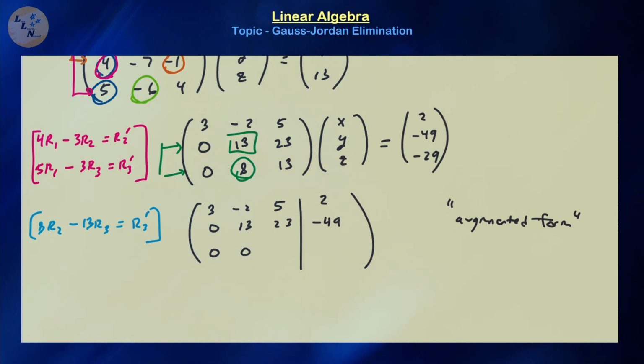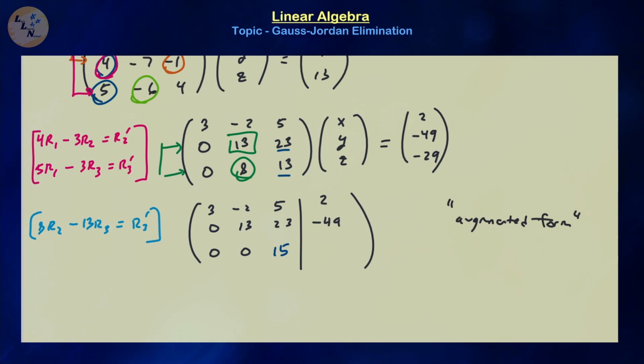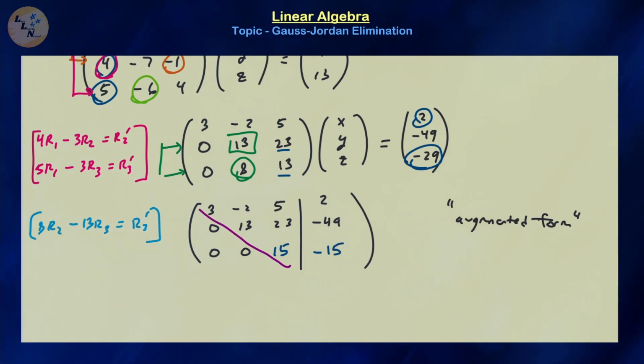So that's going to be equal to 8 times 5, well, not 8 times 5, but 8 times 23 minus 13 times 13, and that's going to come out to 15. And then 8 times 2 minus 13 times negative 29, that's going to come out to minus 15. And that gives us our upper triangular system.